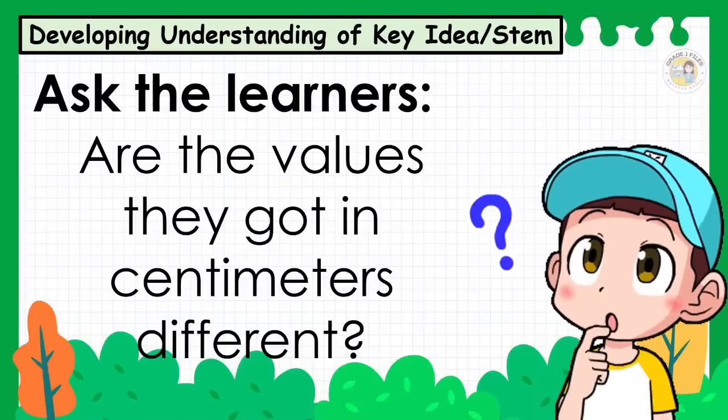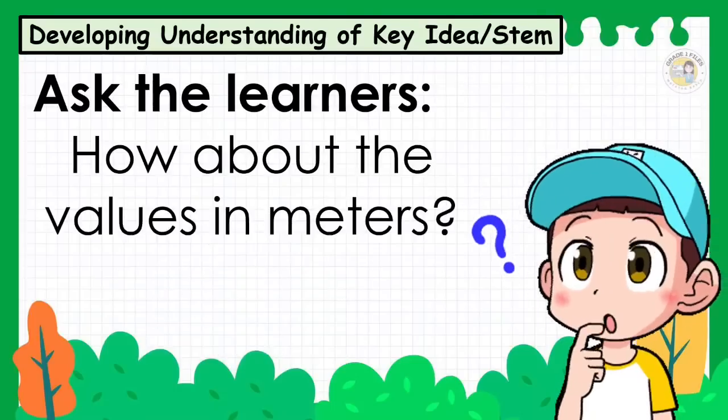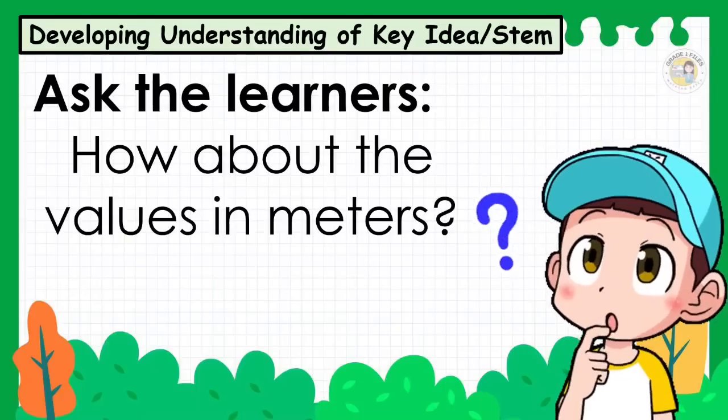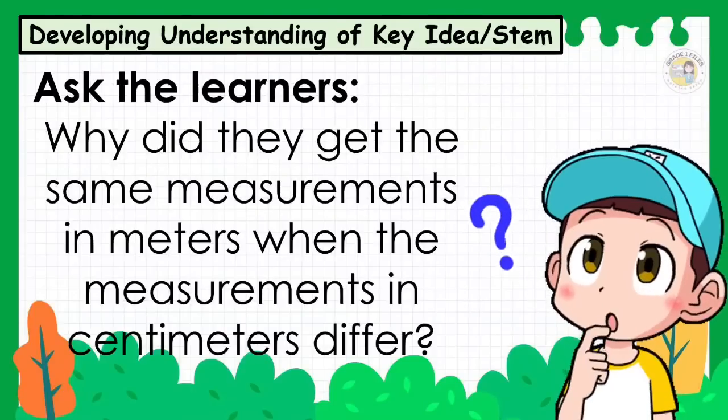Are the values they got in centimeters different? How about the values in meters? Why did they get the same measurements in meters when the measurements in centimeters differ?